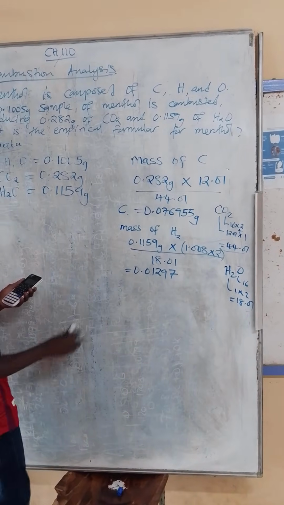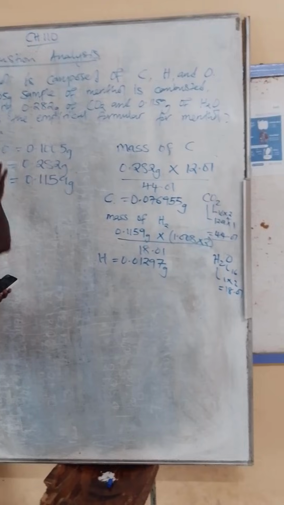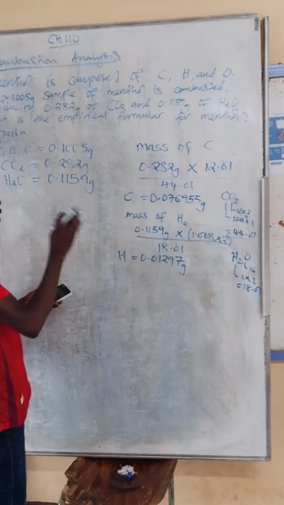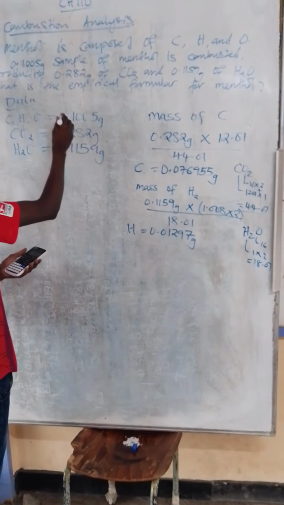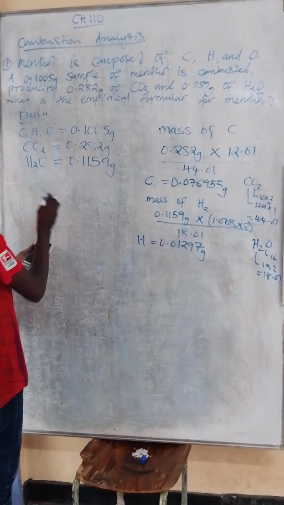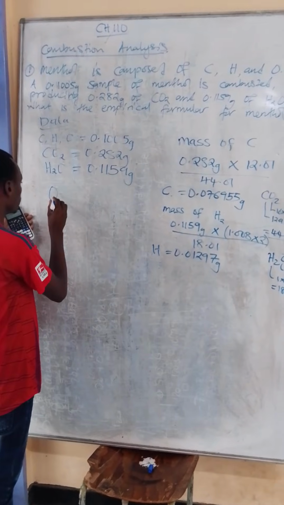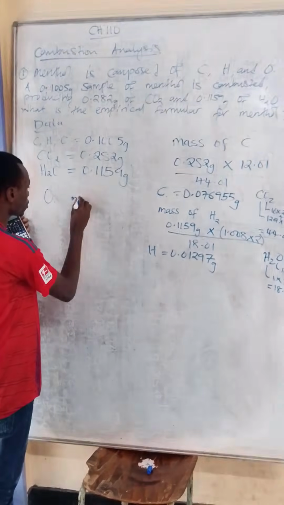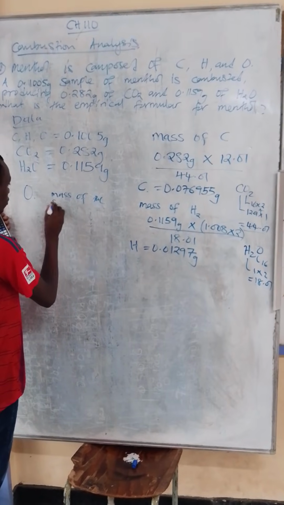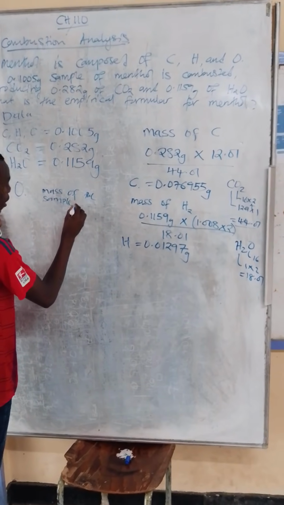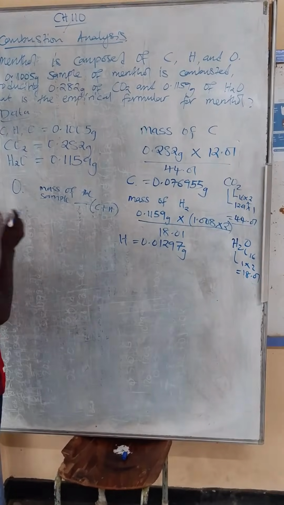So this is the mass for hydrogen. Now, to find the mass for oxygen, we take the mass of the entire sample, which we have been given. To find oxygen, I'll say mass of the sample minus mass for carbon plus mass for hydrogen. This will be the mass for oxygen.